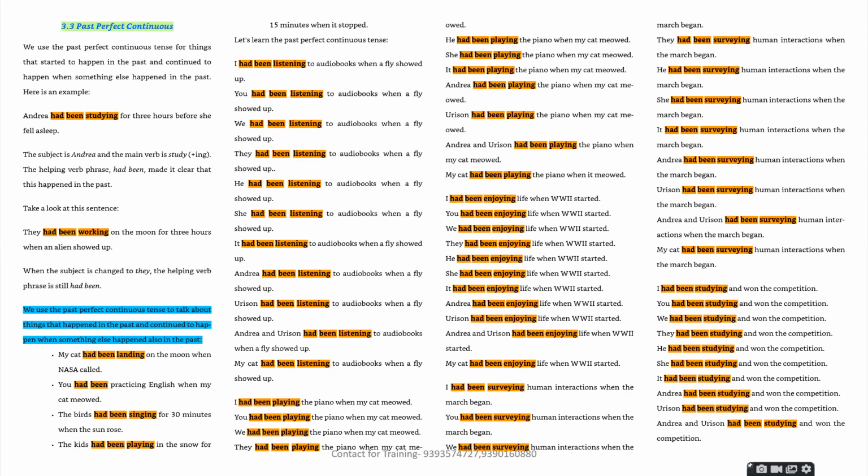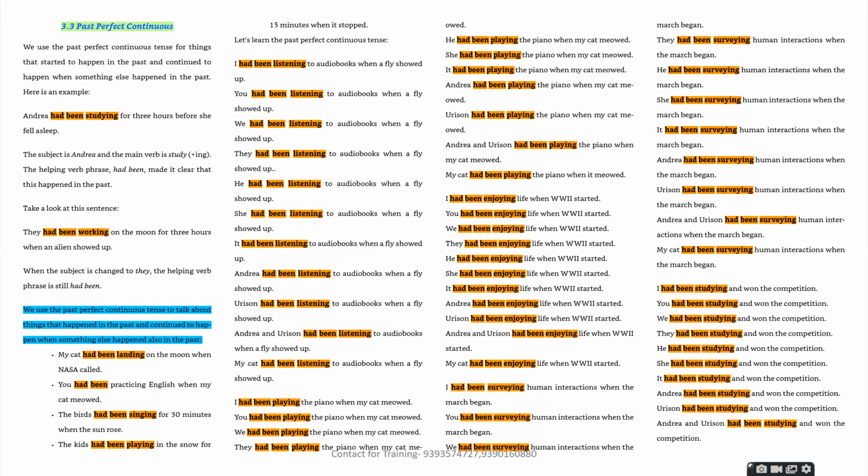Past perfect continuous. We use the past perfect continuous tense for things that started to happen in the past and continued to happen when something else happened in the past. Here is an example. Andrea had been studying for 3 hours before she fell asleep. The subject is Andrea. The main verb is study plus ing. The helping verb phrase had been makes it clear that this happened in the past.